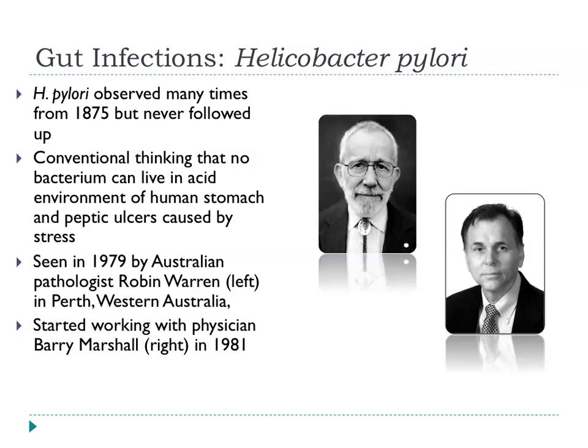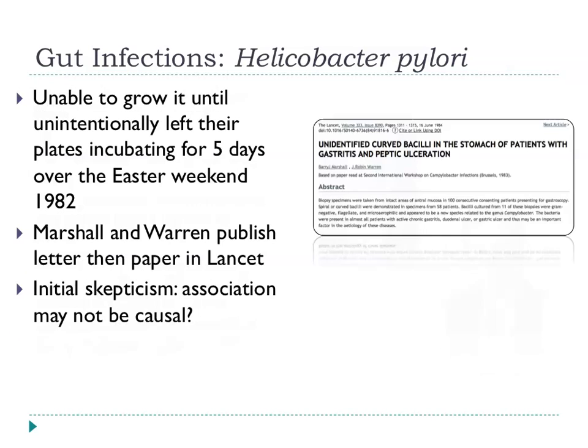But in the late 1970s, Australian pathologist Rob Warren, shown here on the left, was working in Perth, and he had seen the organism down the microscope. He'd never been able to grow it, but he started working with this physician here, Barry Marshall, in 1981. They couldn't grow it. They tried and they tried until one Easter weekend, they left their plates up over the whole weekend for 5 days instead of just leaving them overnight, which is what they were doing before. And that was enough to actually allow them to grow the organism.